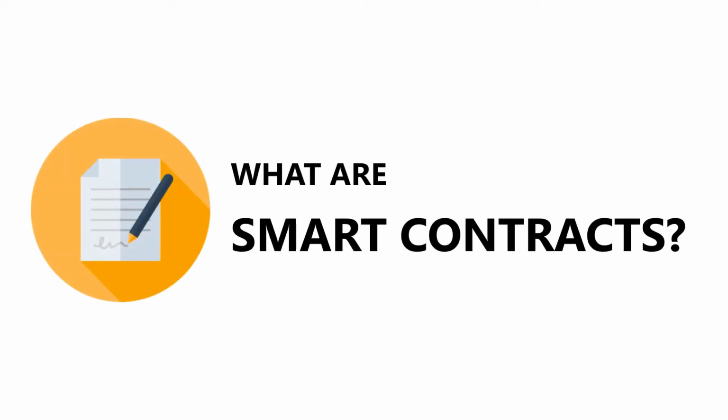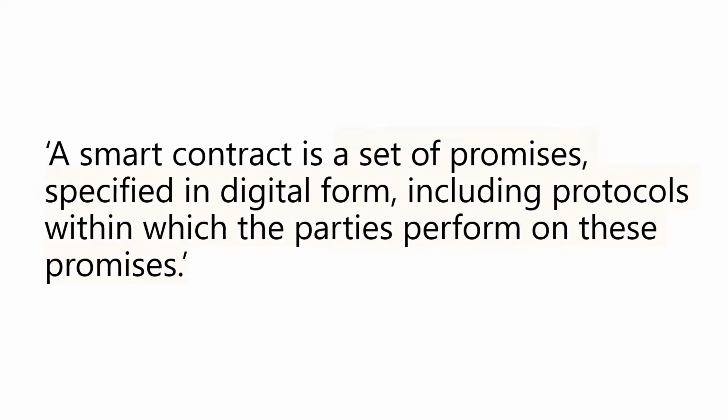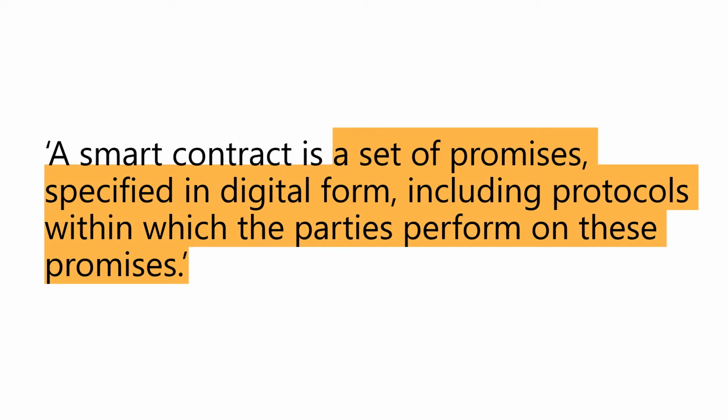What are smart contracts? Before we answer this question, let's take a look where the term smart contract originated. Back in 1996, Nick Szabo, a computer scientist, law scholar, and cryptographer, used the term smart contract in his paper, Smart Contracts, Building Blocks in Digital Markets. You can check out this paper in the link below. Nick Szabo described a smart contract as a set of promises specified in digital form, including protocols within which the parties perform on these promises.